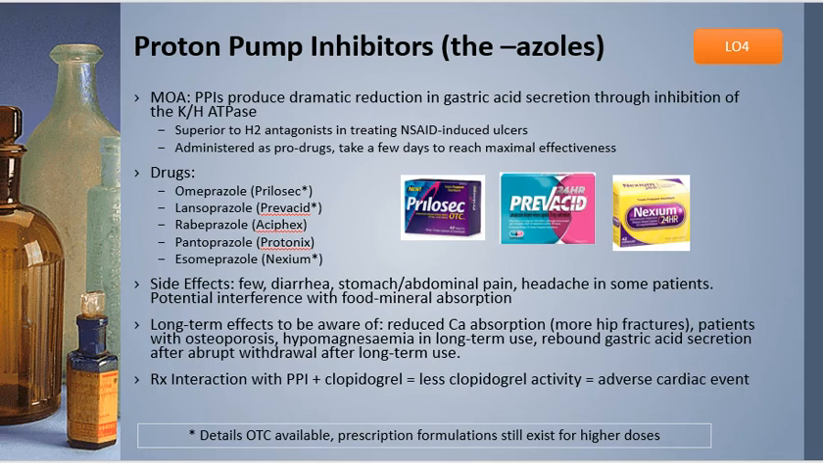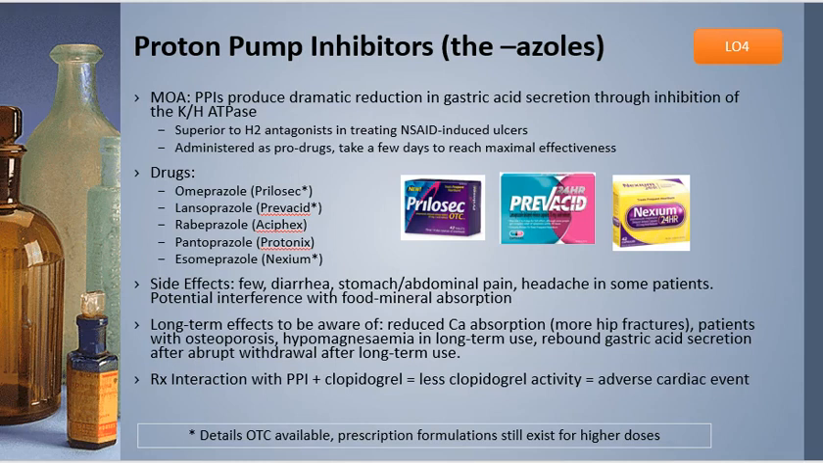The other group of drugs that you should consider are the proton pump inhibitors. These are the azoles. And so these are different chemically than like fluconazole and some of those other antifungal agents. These have a different mechanism of action, but they share a common medicinal chemistry type backbone. And so proton pump inhibitors, or PPIs, they produce real dramatic reductions in gastric acid secretion because they really strongly inhibit that potassium proton ATPase.